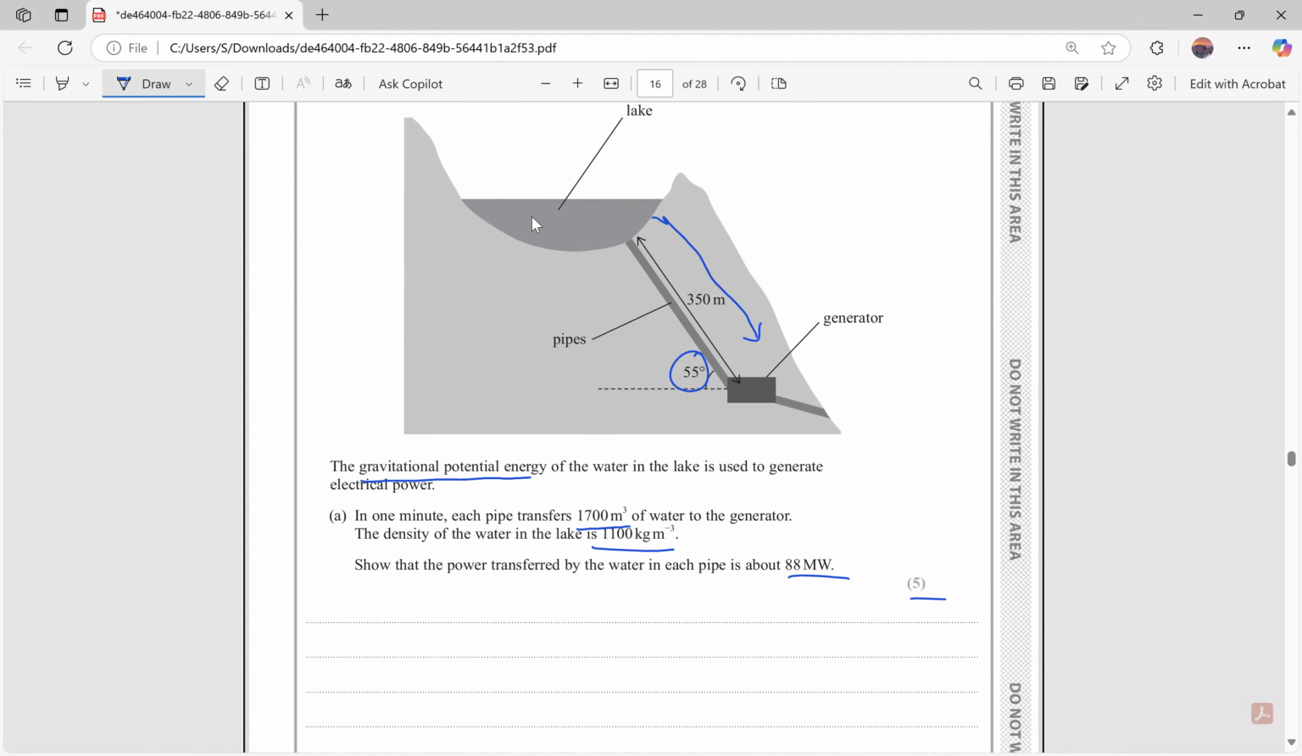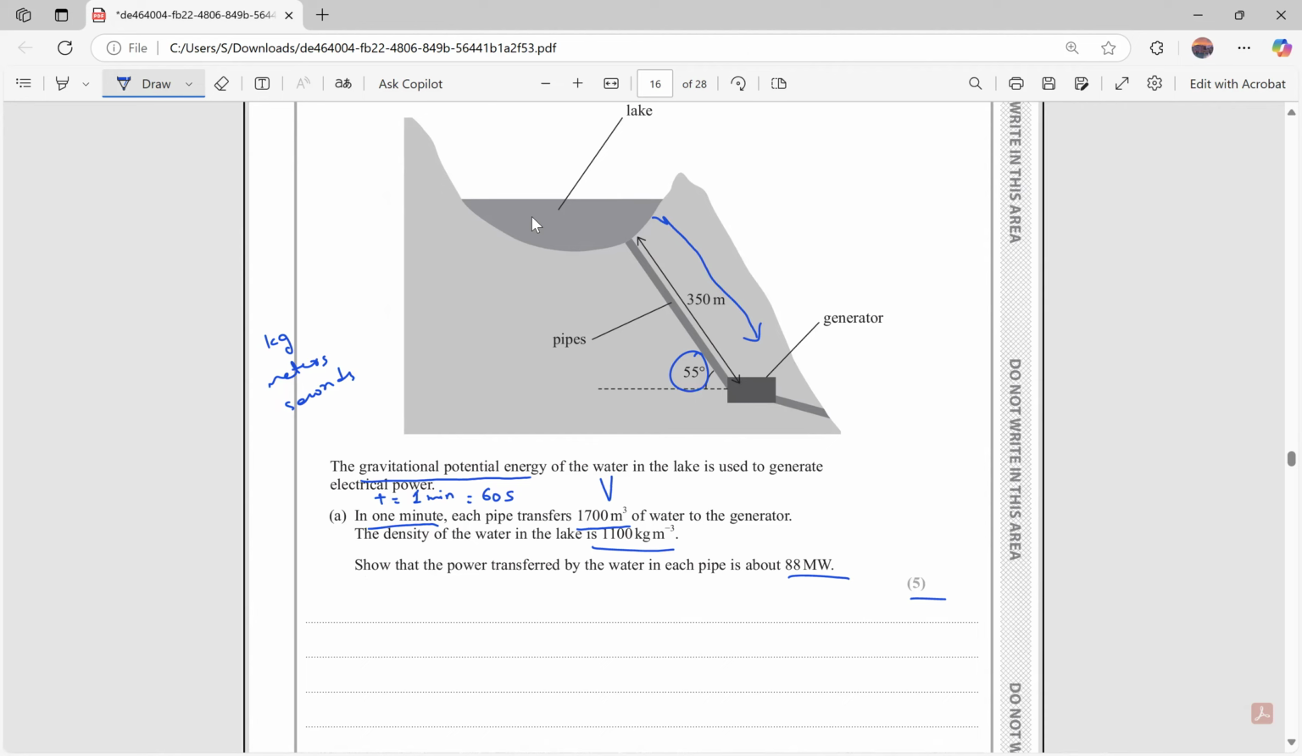In 1 minute, we are also given the time. So we always use standard units, so kilograms, meters, and seconds. So we convert minutes to seconds. Each pipe transfers 1,700 cubic meters of water. Cubic meters, what is that? Volume.